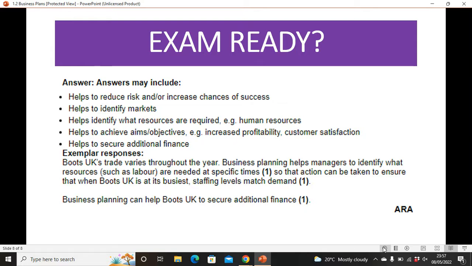Okay, and don't use the word product. Always use what the business actually sells. So in this case, Boots will sell medical supplies, healthcare, beauty supplies, things like that.